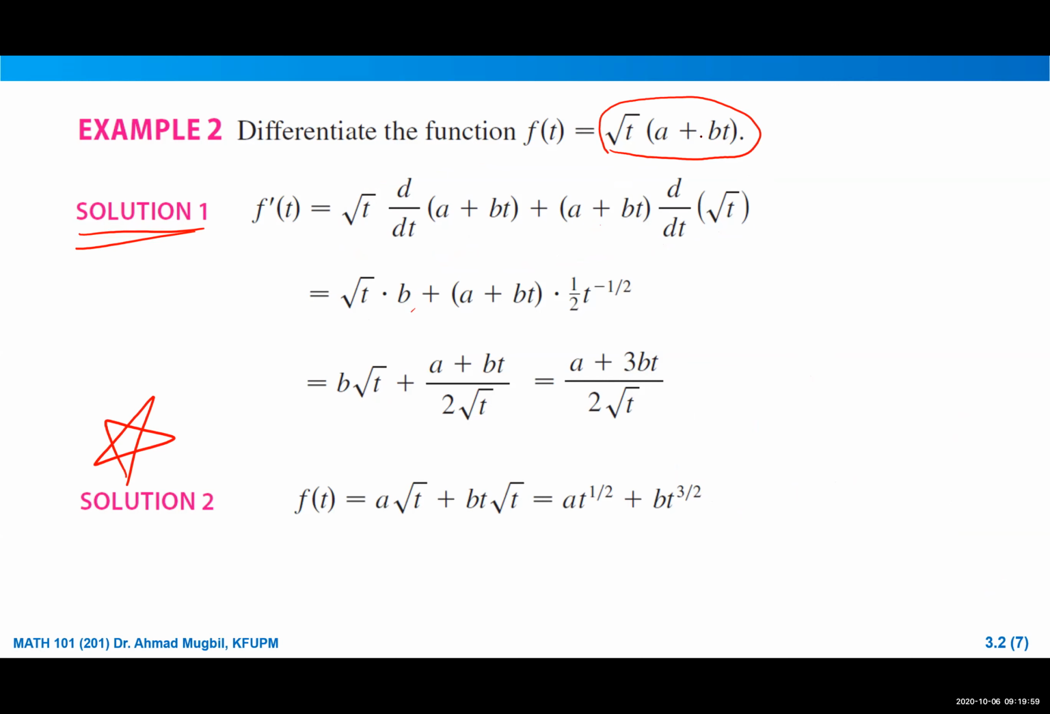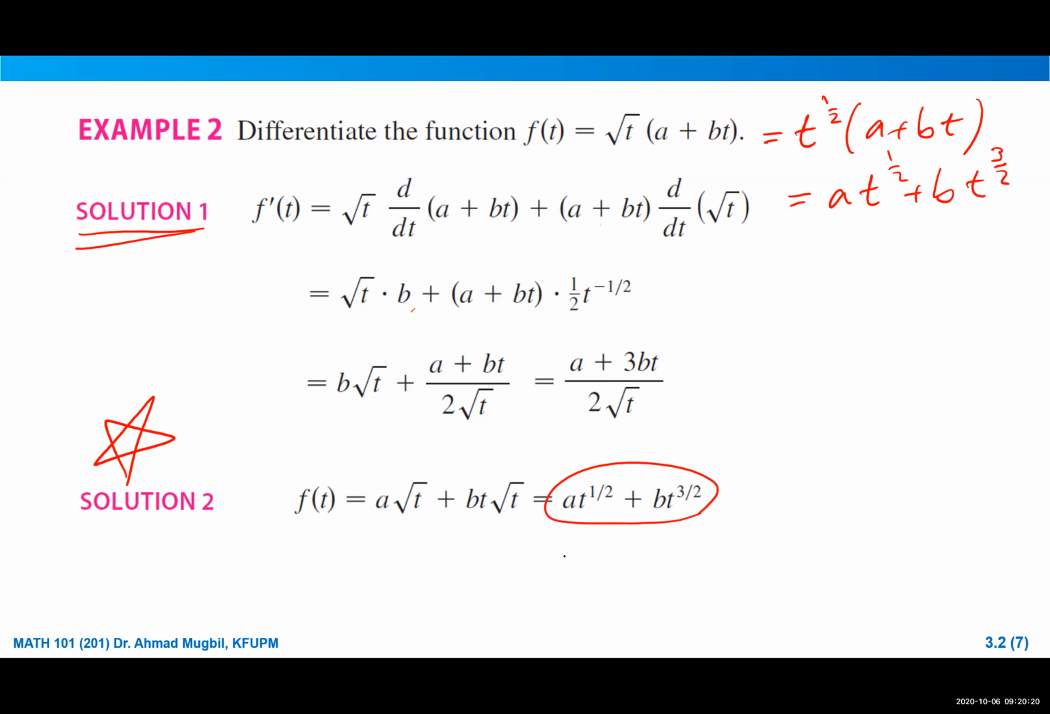So now what I'm gonna do, before taking the derivative, I will write this as t to the power a half multiplied by a plus bt. So I'm gonna write it as a multiplied by t to the power a half plus b t to the power 3/2. Here it is. Distribute before. Now it is easy.